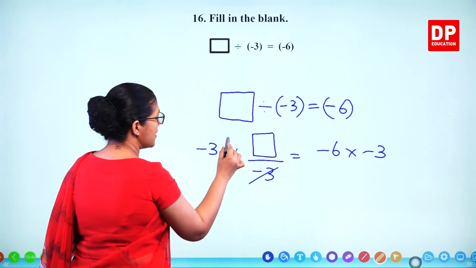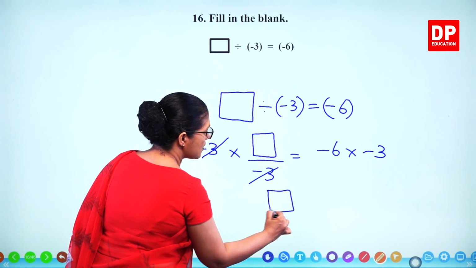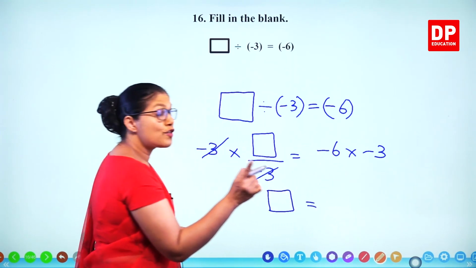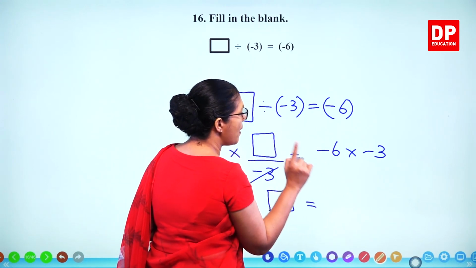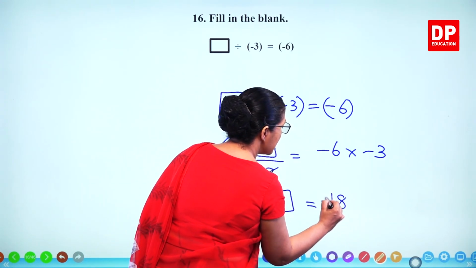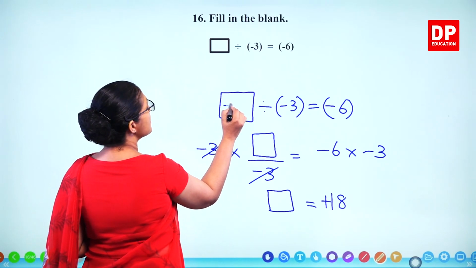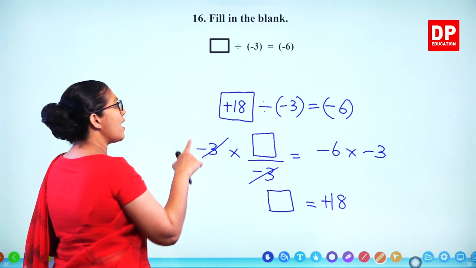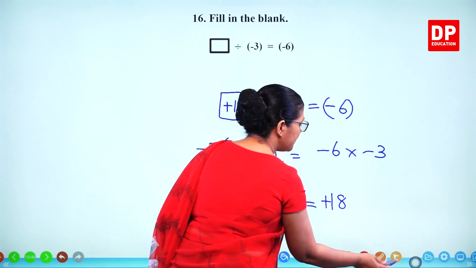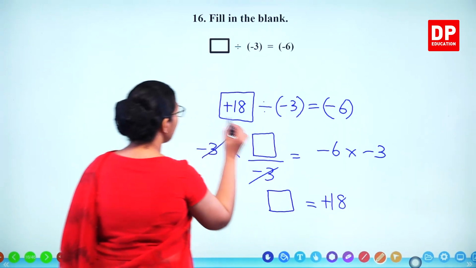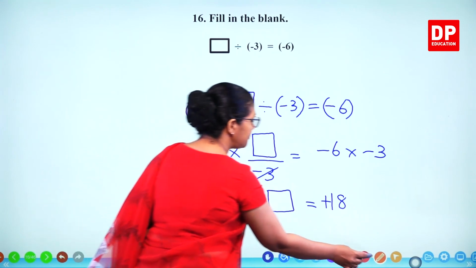So what do you get? Minus 3 gets cancelled out. This is minus 6 into minus 3. Both minus, same sign multiplication, you get plus. Plus 18. So this value is plus 18. So plus 18 divided by minus 3 is minus 6. 2 marks.